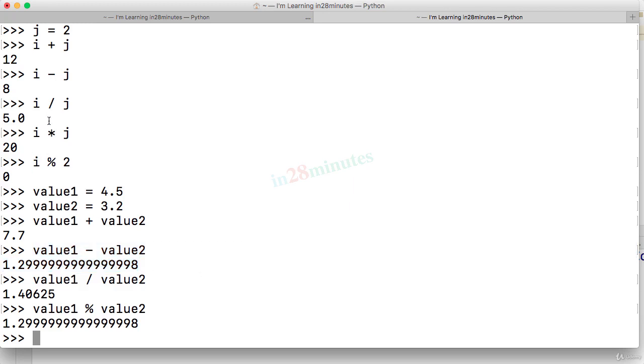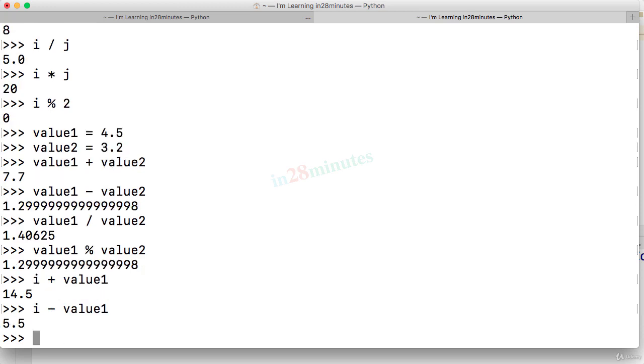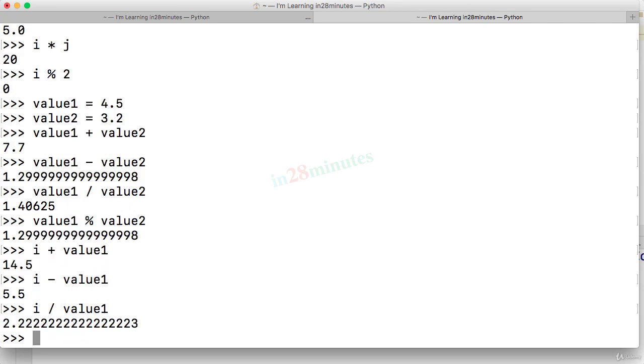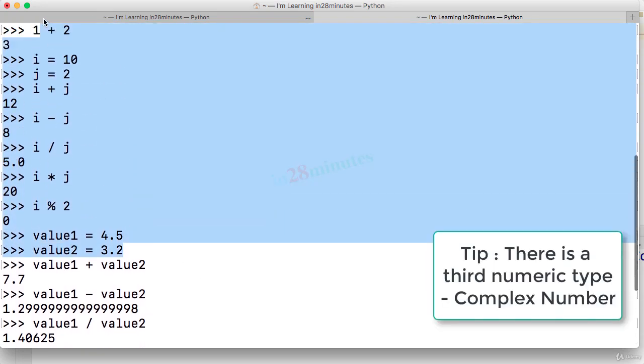The operations can also be performed between an integer and a float. So I can say i plus value1, or I can do i minus value1, or i divided by value1. As you can see, the result of an operation between an int and a float is always a float. In this video, we looked at the two basic numeric types, int and float.